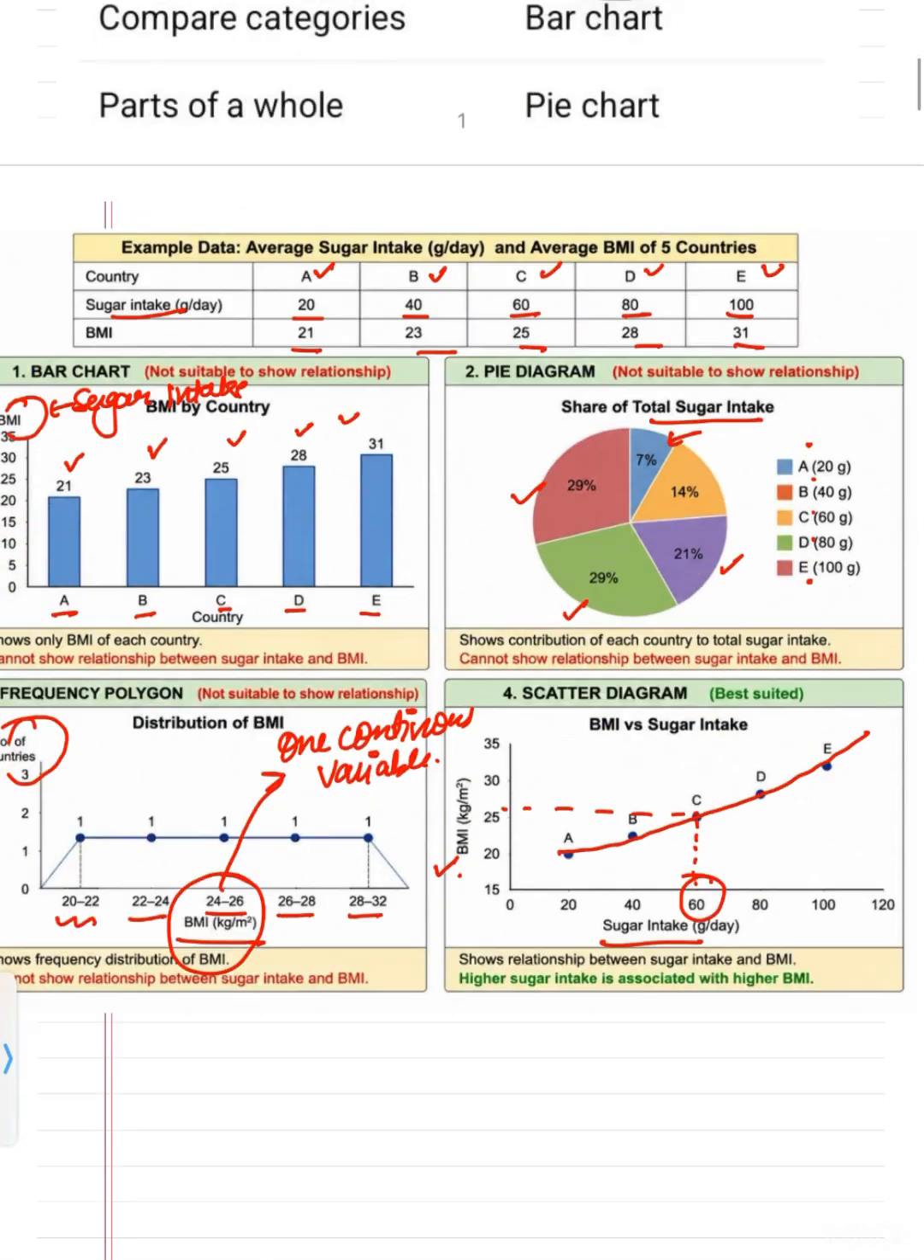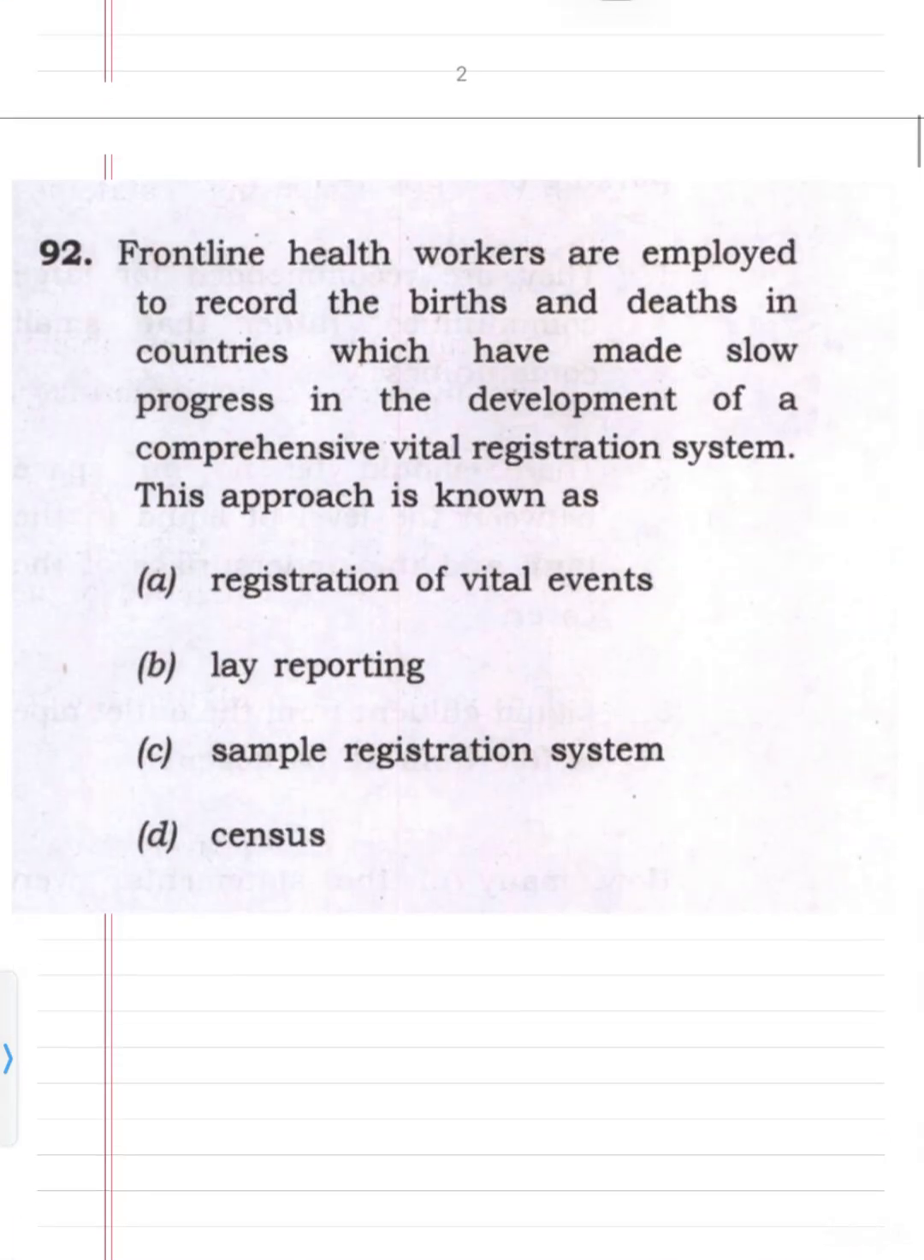Now coming to question number 92. They are asking that frontline health workers are employed to record the births and deaths in countries which have made slow progress in the development of a comprehensive vital registration system. So we know that a vital registration system is one of the best things, but there are countries which are making slow progress in developing it. So then they use frontline health workers to record the births and deaths in the country.